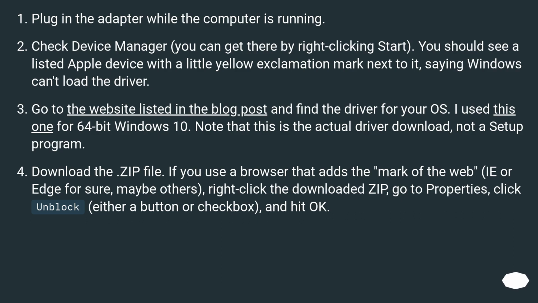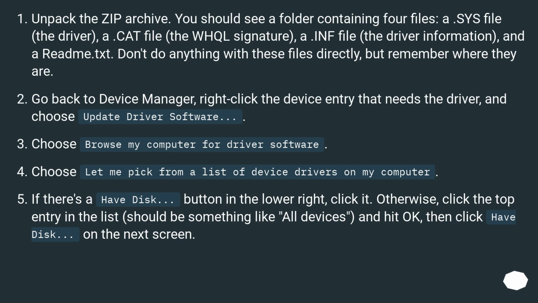Download the zip file. If you use a browser that adds the mark of the web, IE or Edge for sure, maybe others, right-click the downloaded zip, go to Properties, click Unblock, either a button or checkbox, and hit OK. Unpack the zip archive. You should see a folder containing four files: a .sys file, the driver; a .cat file, the WHQL signature; a .inf file, the driver information; and a readme.txt. Don't do anything with these files directly, but remember where they are.